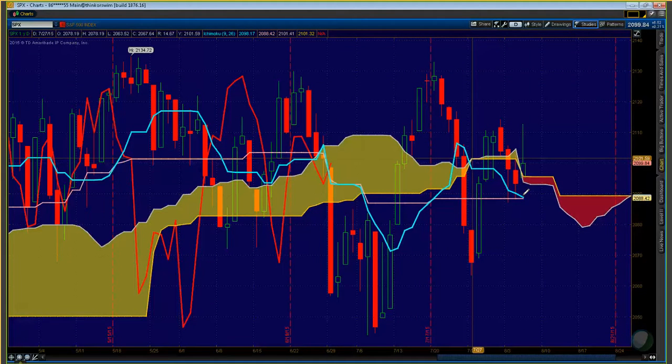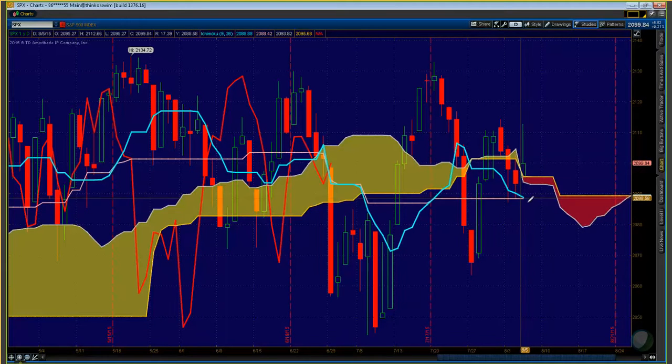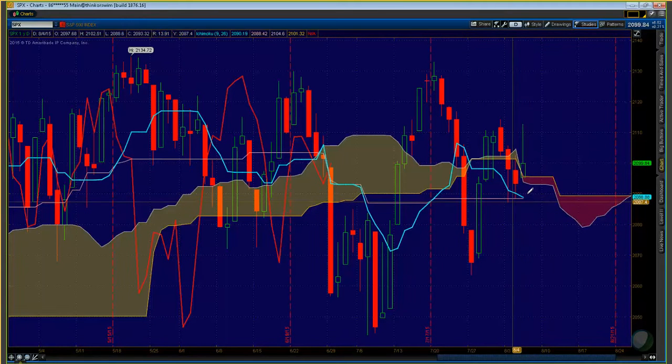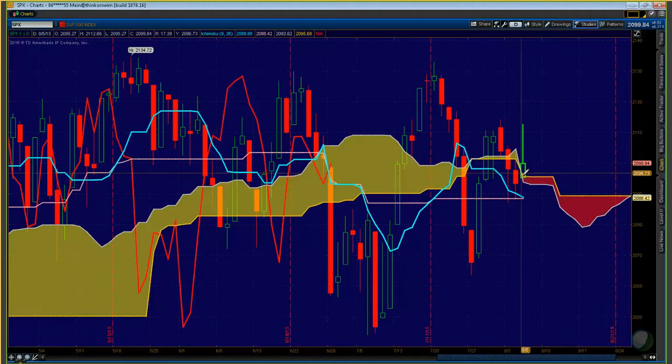Now, we've got right here a bearish Tenkan Sen Kijun Sen cross setting up, and it's a strong one because it's below the Kumo, and price action looks like it could be descending below the Kumo. So here we have a possible bearish trend developing.